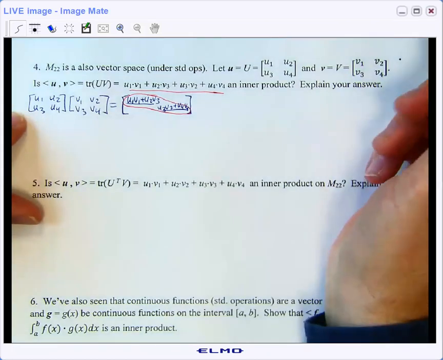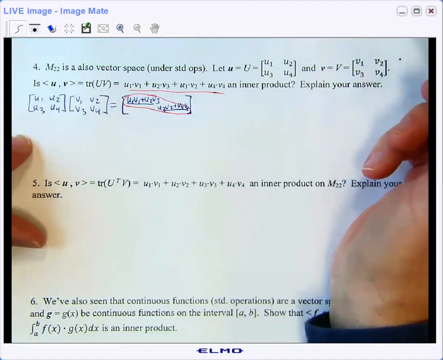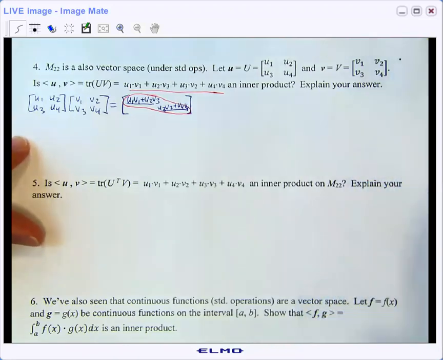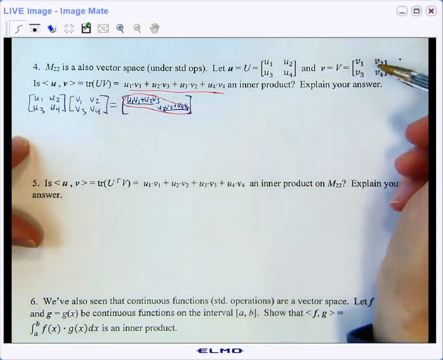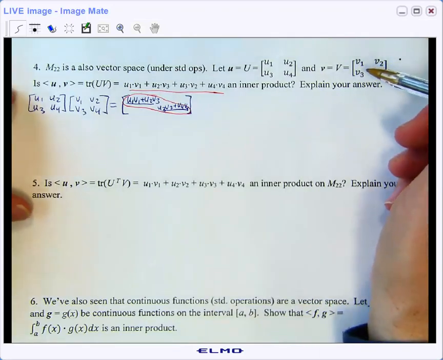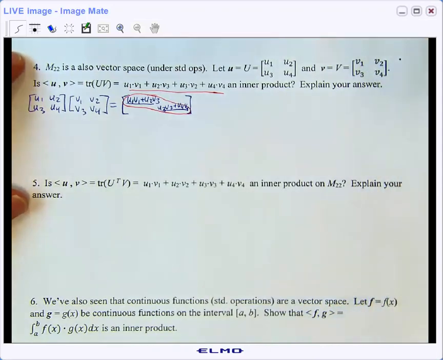So I want you to try and see if this is an inner product or not. And remember that to be an inner product, we have to satisfy all four axioms. And to not be an inner product, we have to show that it fails at least one axiom in at least one case. So take a minute, work through that, and then we'll come back together and see what you found out.